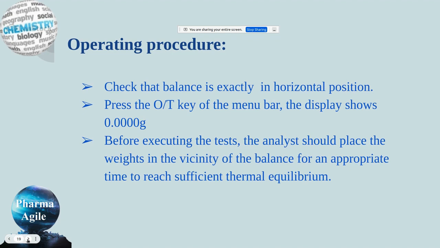If we are working with butter paper and a container, place it on the weighing pan. Close the glass draft shield and press the O/T key to tare the scale. Press the print key from the menu bar to take a printout if a printer is attached.